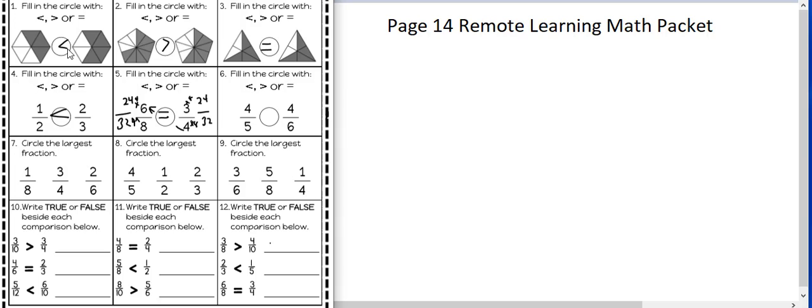Once again, these are both greater than 1/2, so I'm going to cross multiply. 6 times 4, 24. 5 times 4, 20. So 4/5 is greater than 4/6.